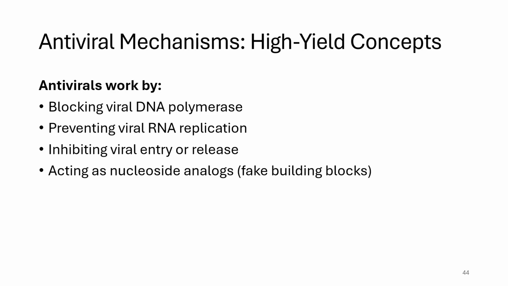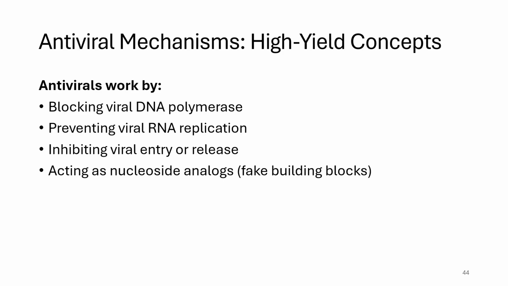Let's look at our high-yield antiviral mechanisms. Remember that antivirals do not kill viruses directly. Instead, they block key steps in viral replication. One major mechanism is blocking viral DNA polymerase, which prevents DNA viruses like herpes from copying their genome. Others will prevent viral RNA replication, so more critical for the RNA viruses. Some of our antivirals work earlier or later in the viral cycle by inhibiting viral entry into the cell or release from the cell, thus limiting the spread.